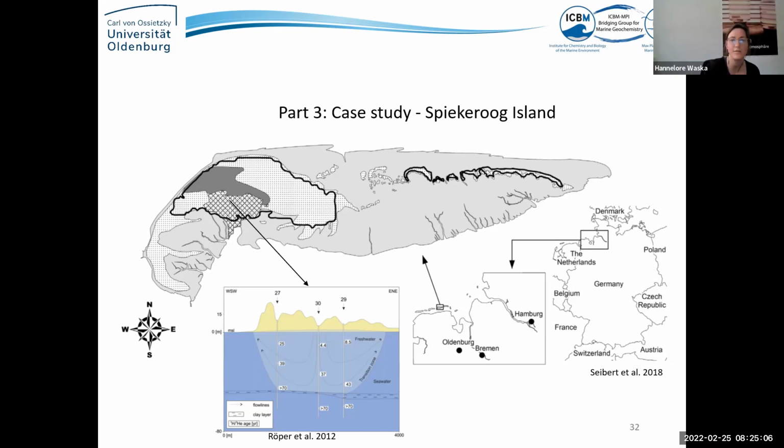We can also see in the eastern part, these little kind of sickle structures. And so we see actually new freshwater lens formation as the island migrates to the east. Yeah.